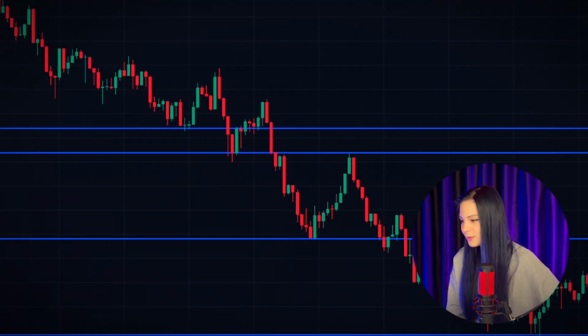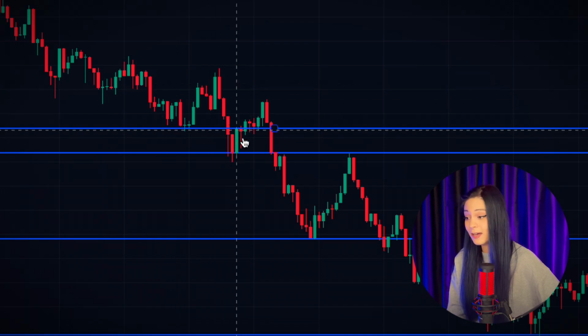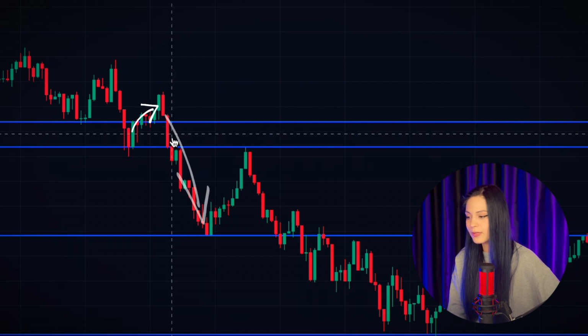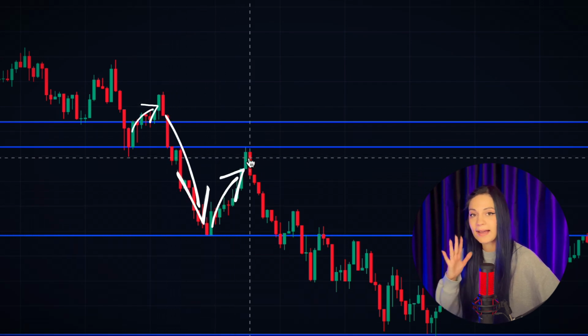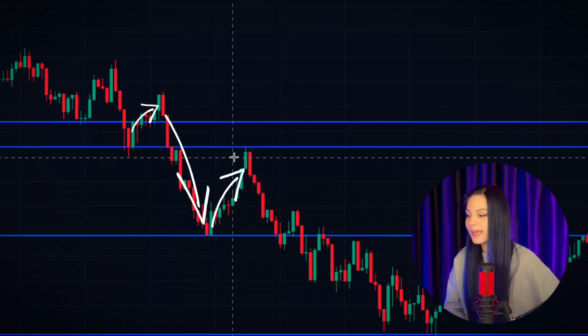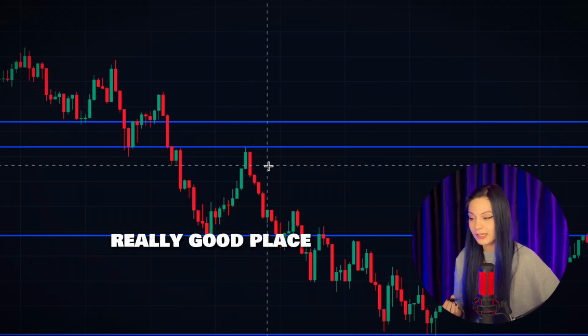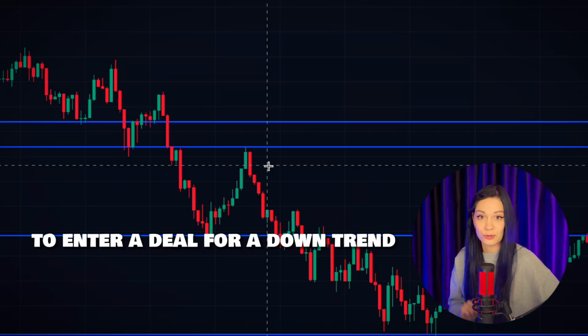So the price was going down, going up, going down again to this level, going up and broke through that level and went back to the old support level. And this level is potentially a really good place to enter a deal for a downtrend. The same goes for the uptrend with this strategy.